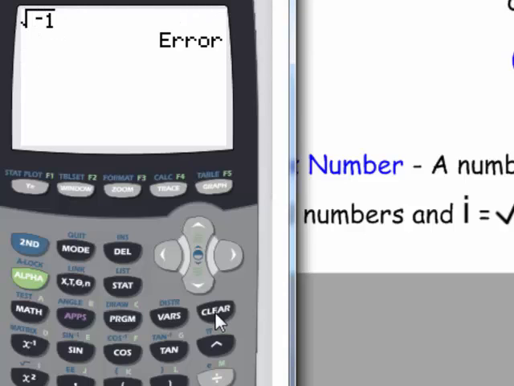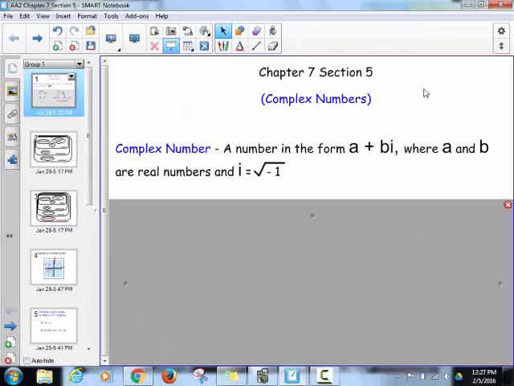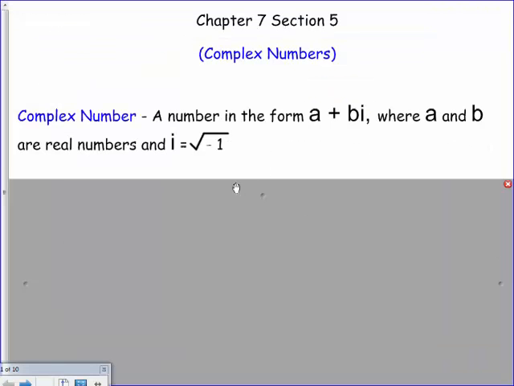Okay, so that's why we want to write i for the square root of -1, because we want something to represent roots of negative numbers. Okay, and since it's not real, we call it imaginary. So we use the letter i to represent the square root of -1.